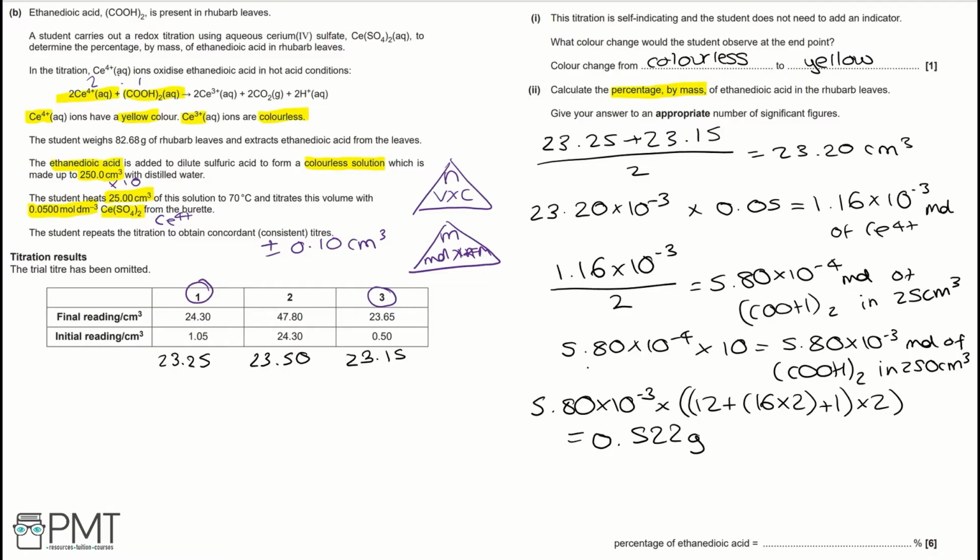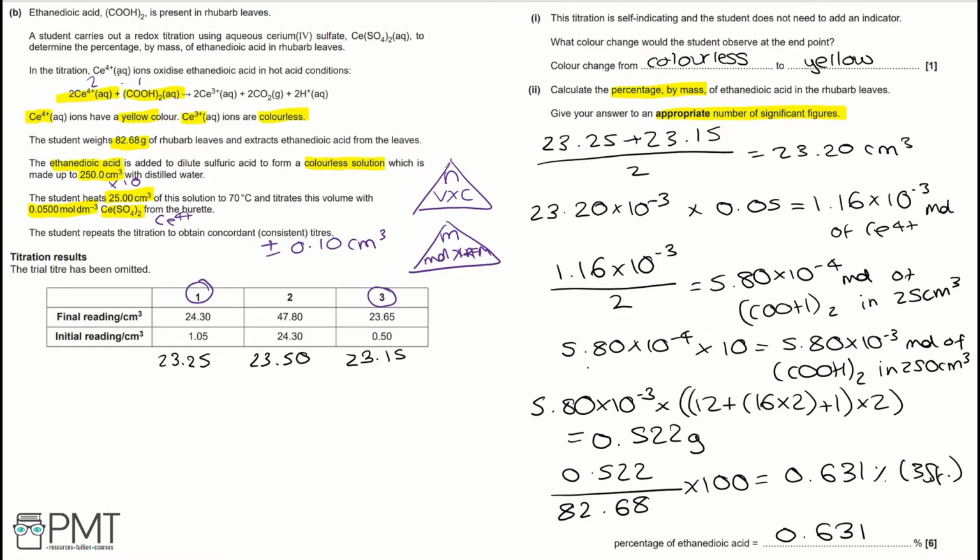Finally, working out the percentage by mass, we need to do 0.522 divided by the mass we're told in the question, 82.68 grams. So that's what we're going to divide by, 82.68, and then we're asked for a percentage, so multiply by 100. That gives us 0.631% to 3 significant figures, because we're told in the question to give our answer to an appropriate number of significant figures, in this case 3, making our answer on the answer line 0.631.